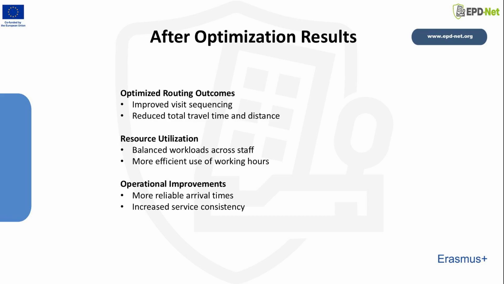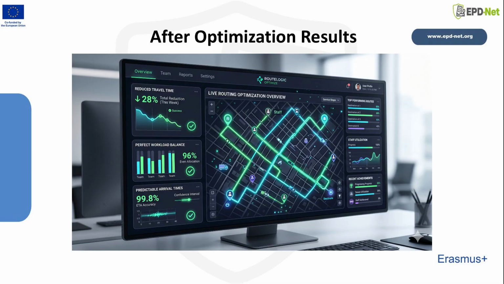After applying routing optimization, significant improvements can be observed in workforce routing outcomes. Visit sequences are optimized systematically, resulting in shorter total travel times and reduced travel distances compared to manual planning. Resource utilization also improves as workloads are more evenly distributed among field staff. Working hours are used more efficiently, reducing idle time while avoiding overloading individual staff members. These improvements lead to better overall operational performance.